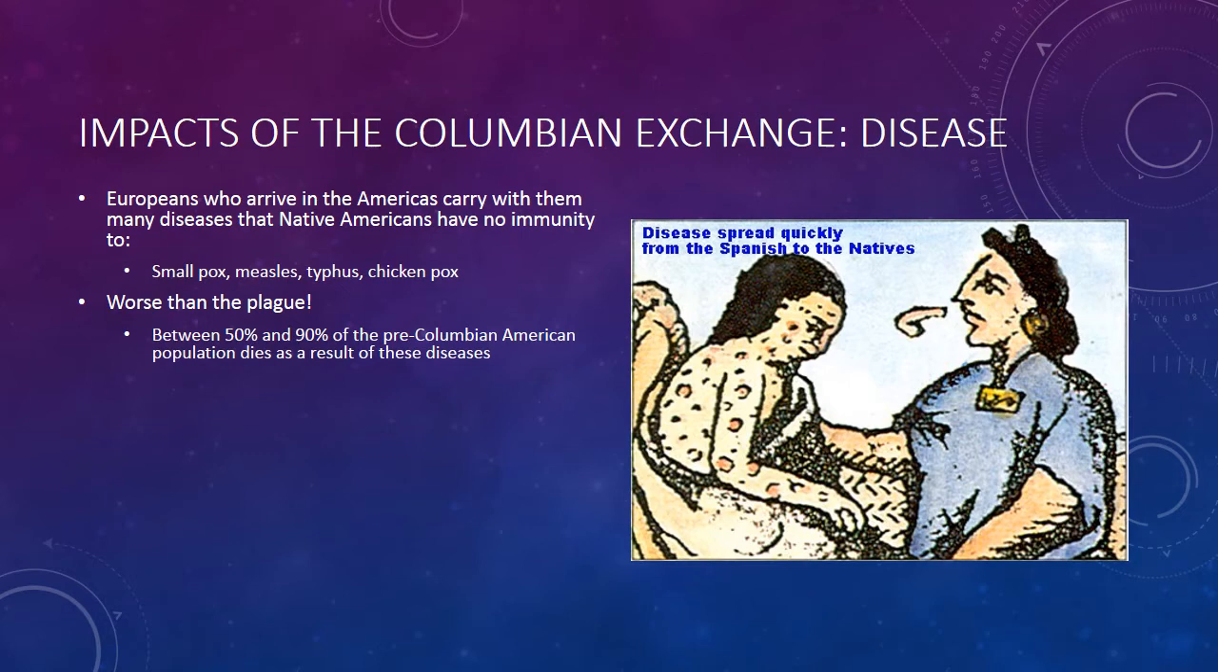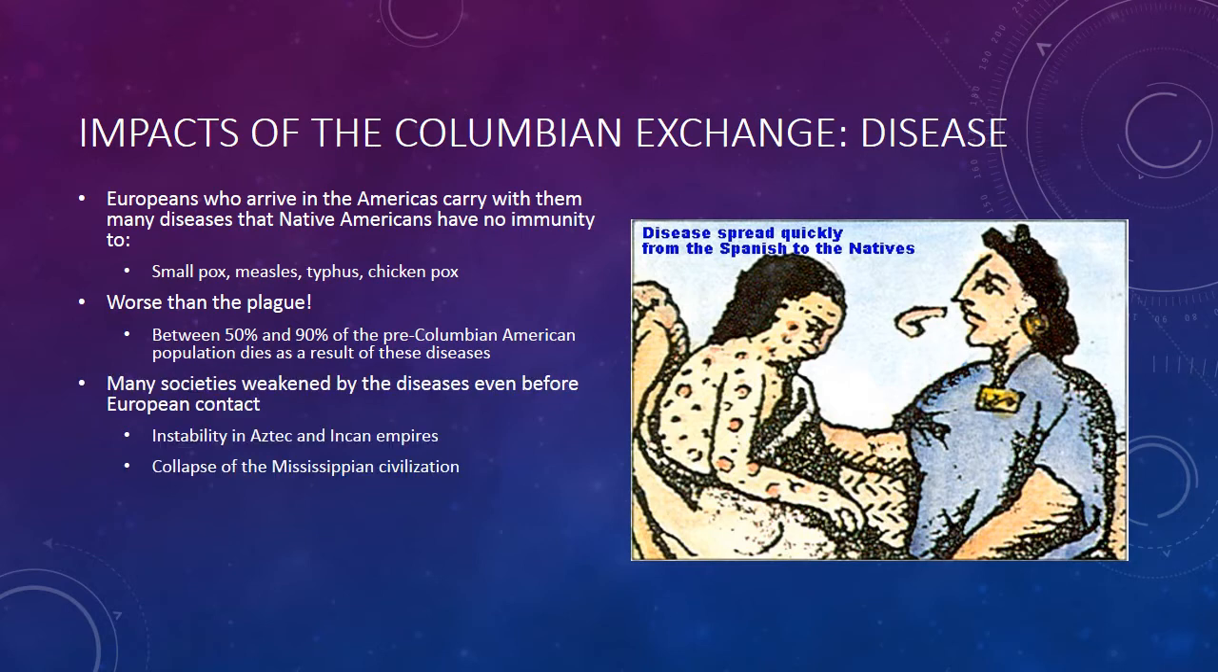Between 50% and 90% of all pre-Columbian Americans die as a result of this disease. In some places, 100% of the population is wiped out. The result of this is that many of the societies in the Americas are greatly weakened, even before they meet Europeans. So the diseases spread more quickly than the Spanish do.